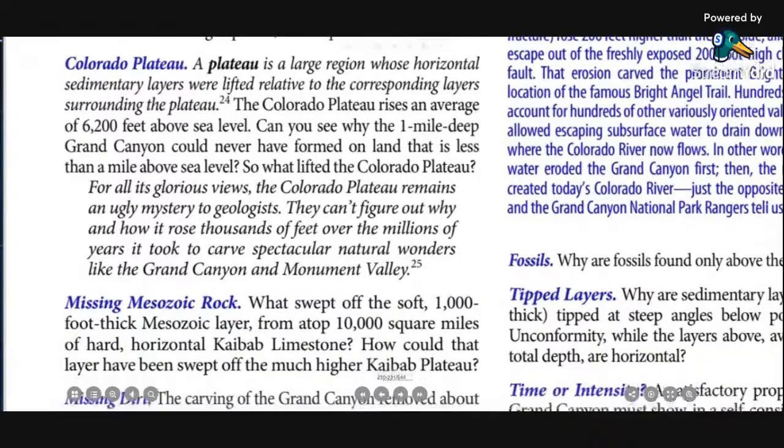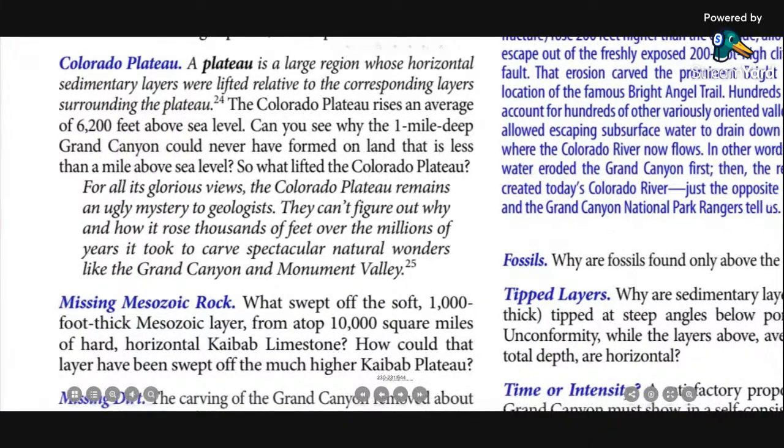Colorado Plateau. A plateau is a large region whose horizontal sedimentary layers were lifted relative to the corresponding layers surrounding the plateau. The Colorado Plateau rises an average of 6,200 feet above sea level. Can you see why the 1 mile deep Grand Canyon would never have formed on land that is less than a mile above sea level? So what lifted the Colorado Plateau?